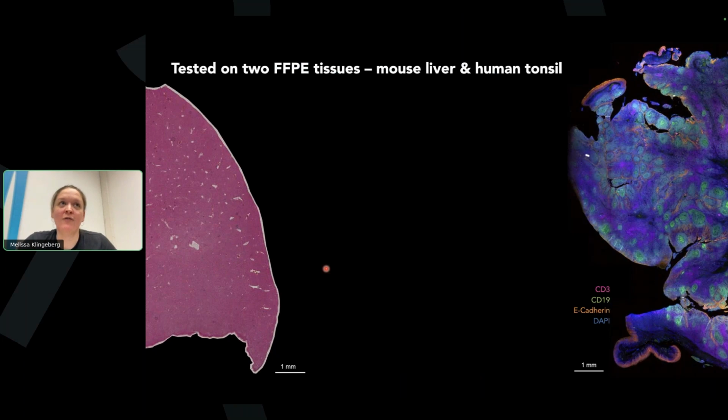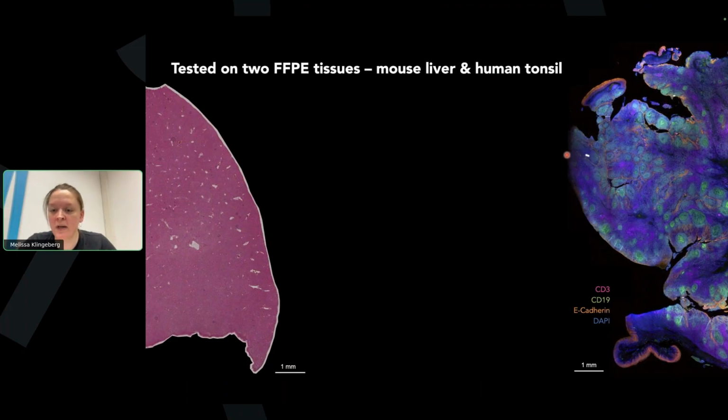A lot of benchmarking in proteomics usually happens on HeLa Digest, but if you want to benchmark or test some conditions for tissue proteomics, you should get some tissue as input to test this. We decided here on 2 very different tissues. On the left side, you can see a mouse liver. On the right side, you can see a human tonsil tissue.